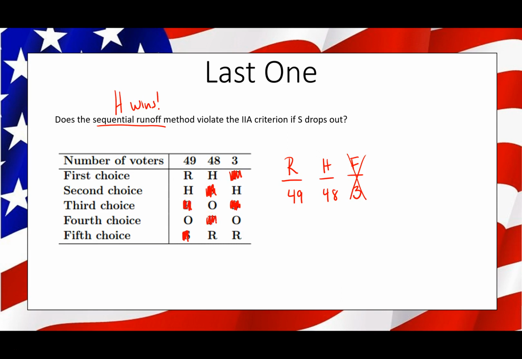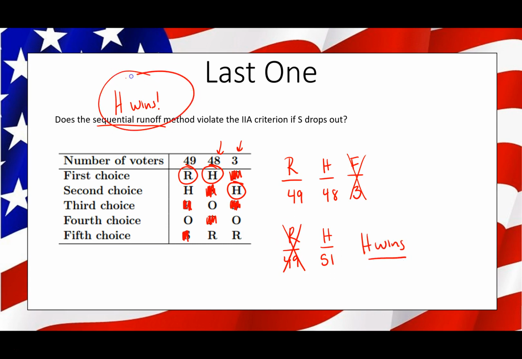Okay, now let me circle my first places. This is the first place, that's the first place, that's the first place. And we've got R versus H. R gets 49, and then H gets both of these, which is 51. R gets eliminated, and so H wins. Now look at this. We have a match. H wins, H wins. So does the sequential runoff violate the IIA criterion if S drops out? No, because H wins in both cases.